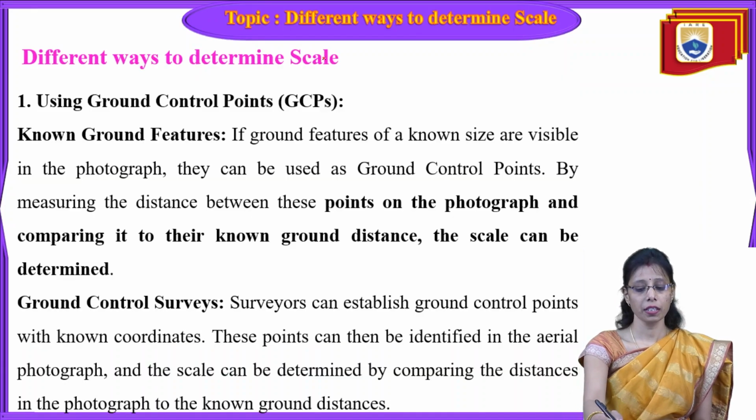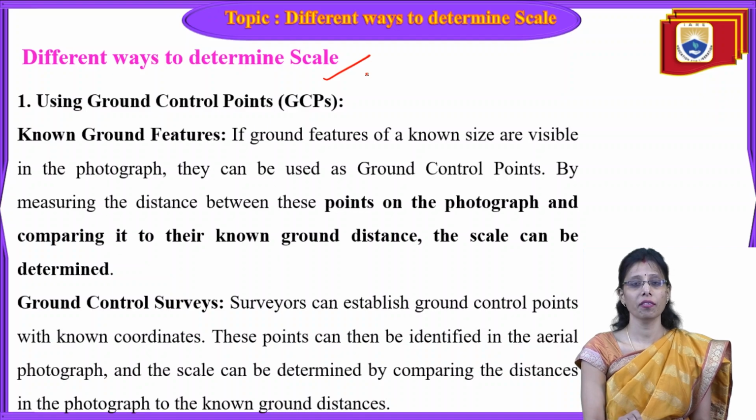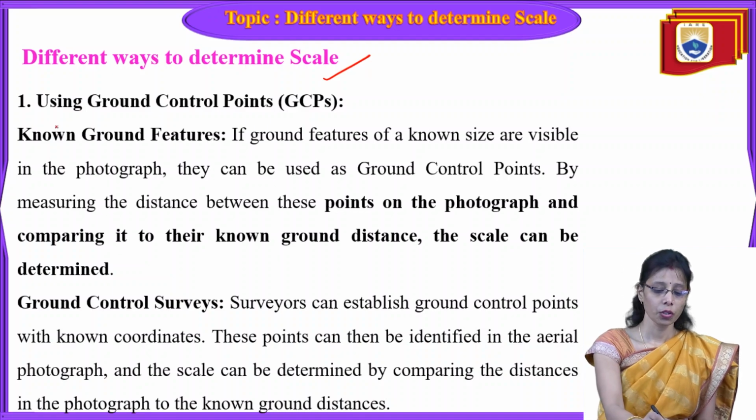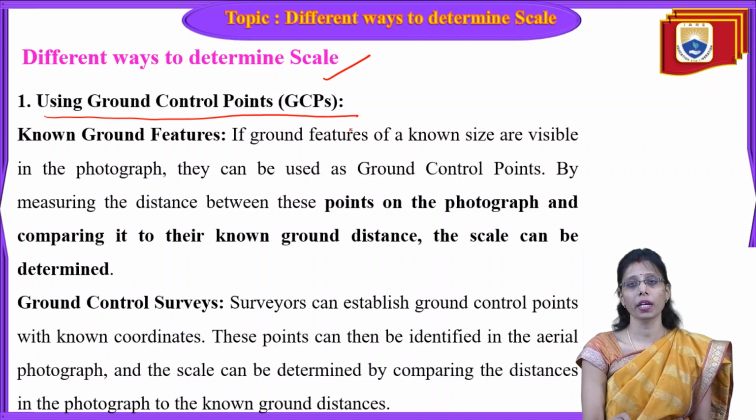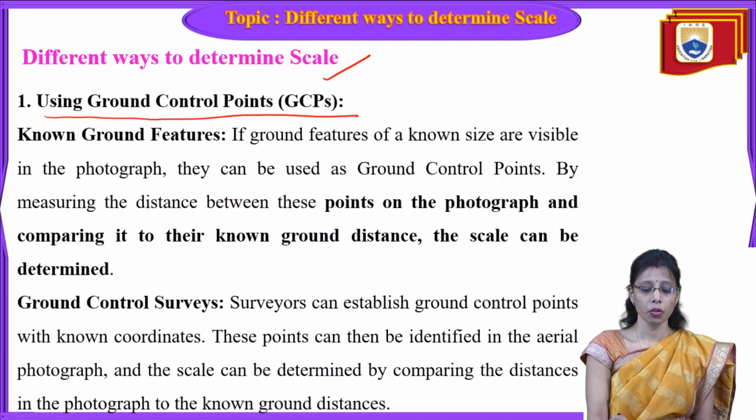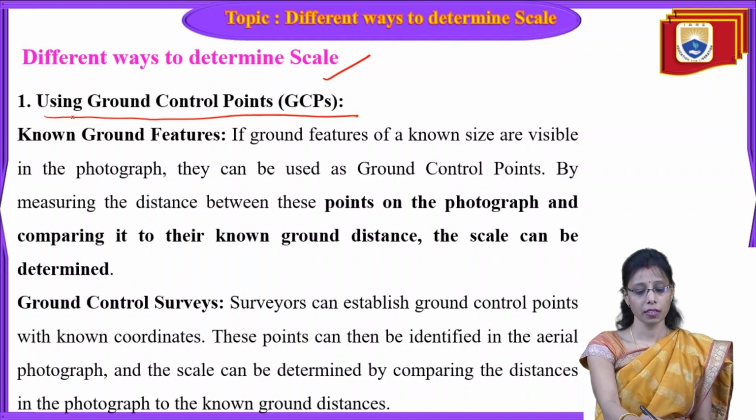Now, different ways to determine the scale. How can we identify the scale of the aerial photograph? We have different methods, different ways to determine the scale. The first method we'll see here is using ground control points. So what are ground control points? Let us understand first what ground control points are. We generally call them GCPs.